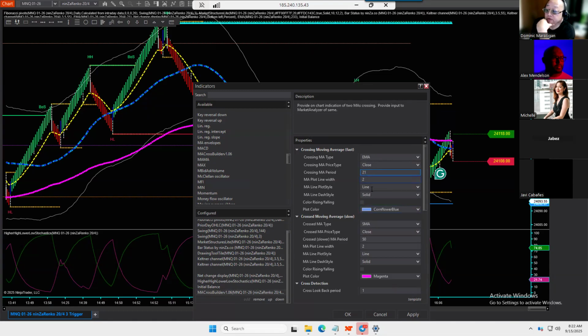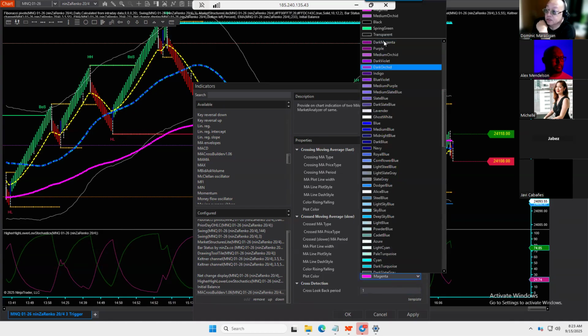I consider this more of a dash, yellow. Width, that's fine. This one, I would consider this more of a 55. But this time I'm going to make this more transparent since we're using the midband of the Keltner channel.